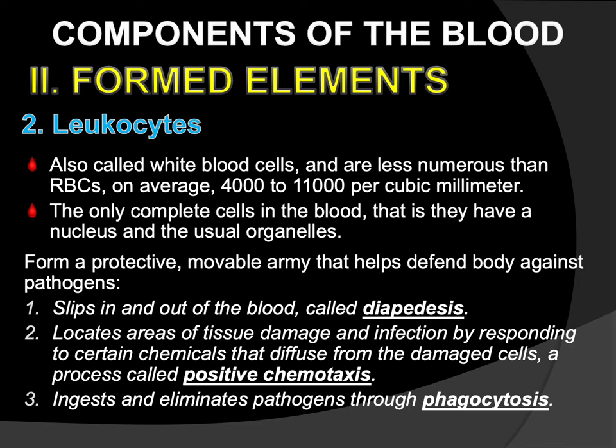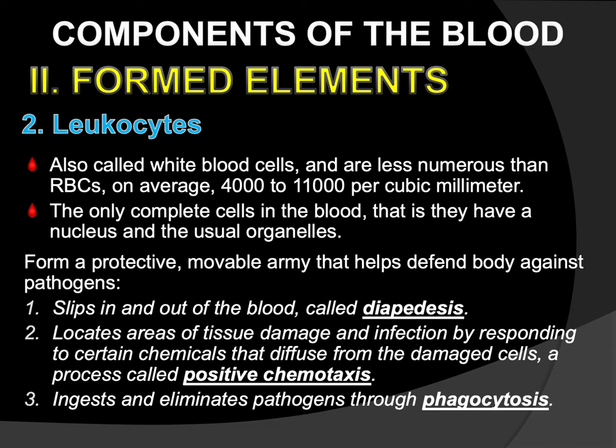As such, they have some very specific or special characteristics. Number one, leukocytes can slip in and out of the blood. We call that diapedesis. It's the means of transportation to areas of the body where their services are needed for inflammatory or immune responses. The RBCs cannot do that. RBCs stay in the blood vessel. But the leukocytes can slip out.